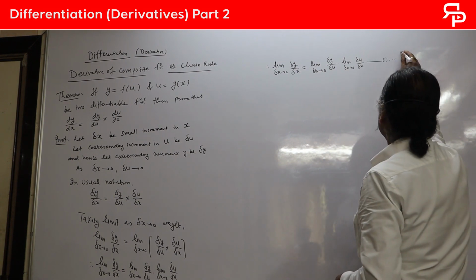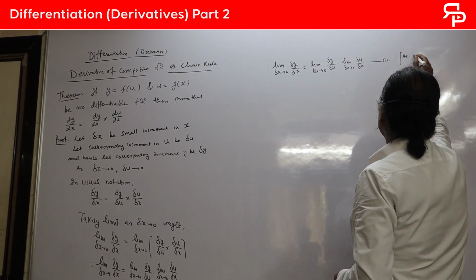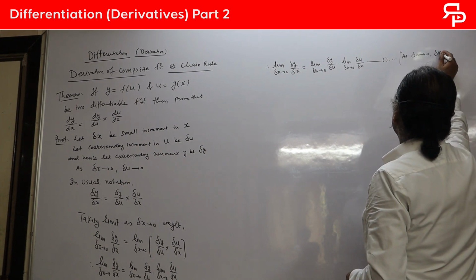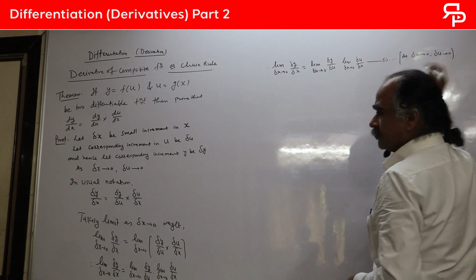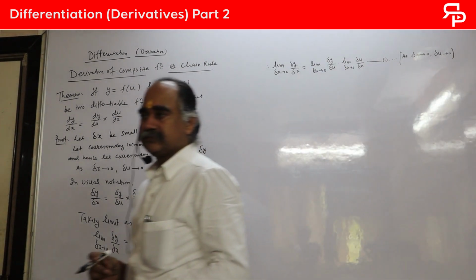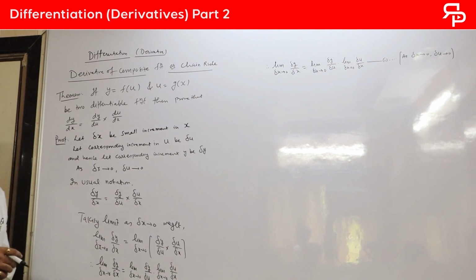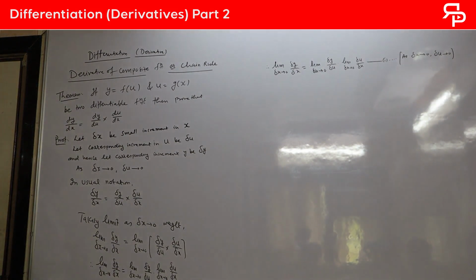What's the reason for this? As delta x tends to 0, at that time delta u also tends to 0. This is the reason. Now the next step is what? Just checking the limit, very good, whether the limit exists or not.